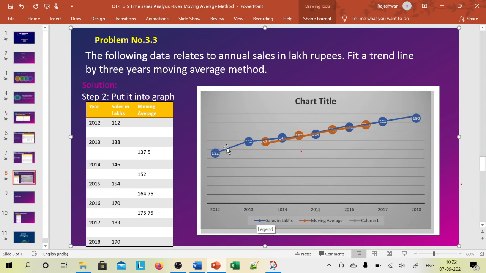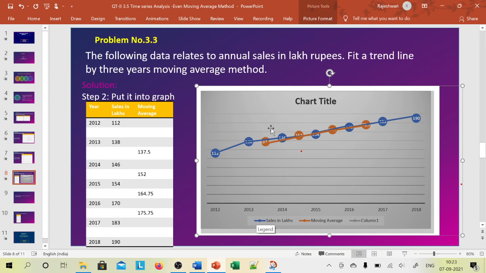From this, we cannot write any conclusion because in the beginning it's increasing at a faster rate. Then it's slower, it becomes flatter almost till 2015. After that again increasing, and of course till 2018 it's increasing. So increasing, becoming flatter, again increasing. So we cannot conclude anything on the basis of sales in lakh.